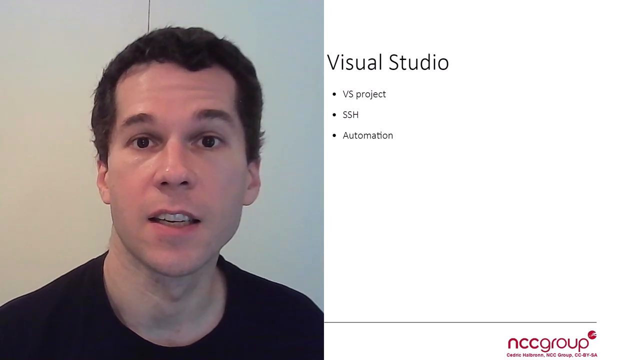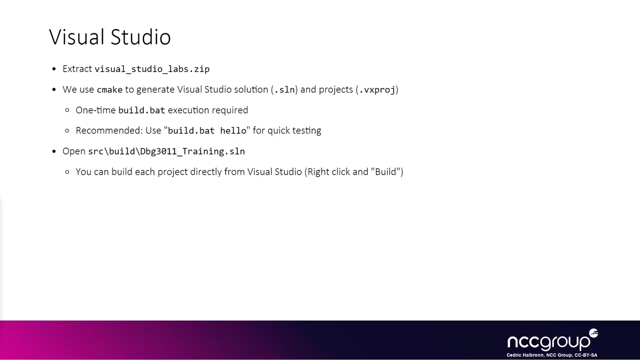Okay, let's get started. We provide a Visual Studio Labs archive that you can extract to get the labs to generate the Visual Studio solution. The idea is we're not going to provide the actual solution and project already. We use CMake to generate them. So the first time you build the solution, you run a build.bat script, and this will generate the solution and the project for you.